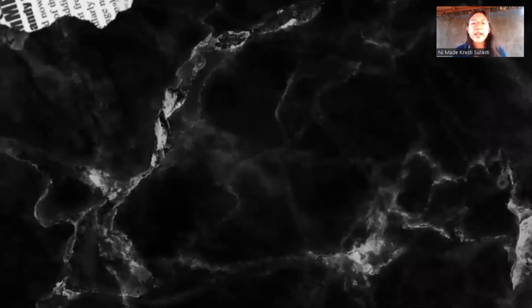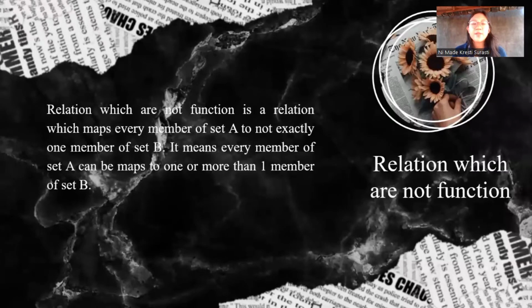Next is relation which are not functions. A relation which is not a function maps every member of set A to not exactly one member of set B. It means every member of set A can be mapped to one or more than one member of set B.